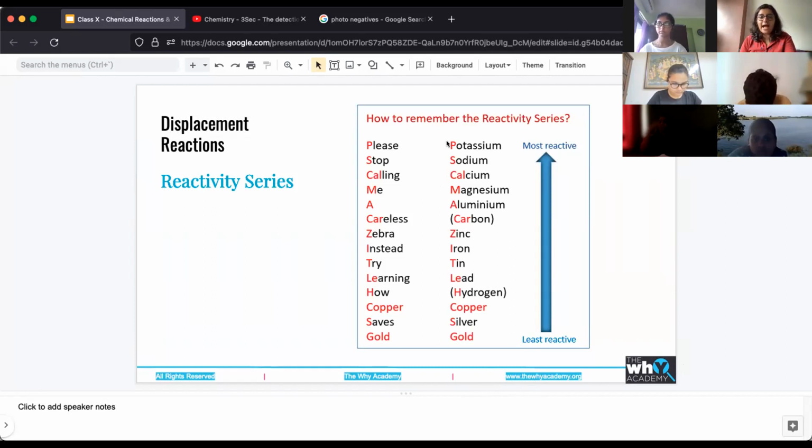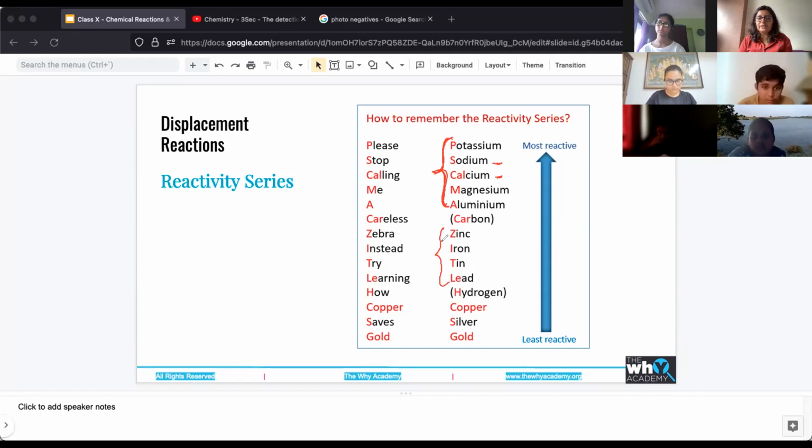So have an idea of what comes right at the top. A lot of the metals you will find in salts, like potassium, you'll be familiar with KOH and all. Sodium is in NaCl. Calcium, you have quicklime, limestone. So these sorts of metals are right there at the top.